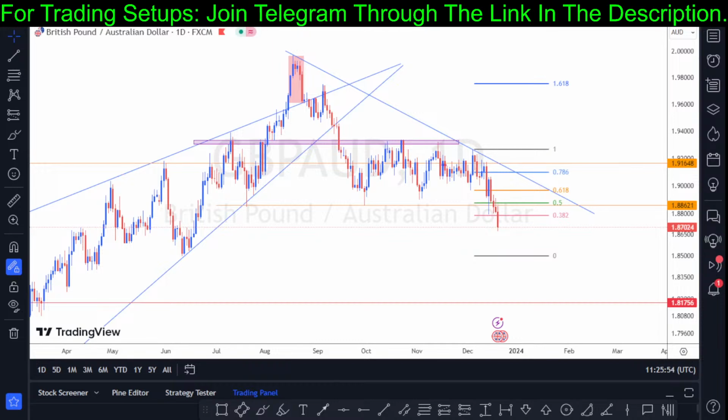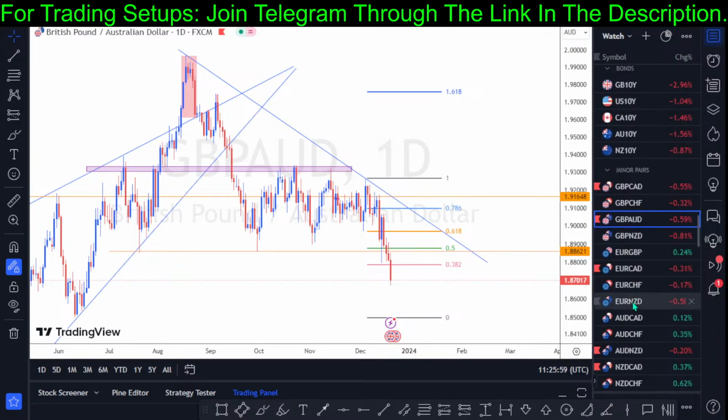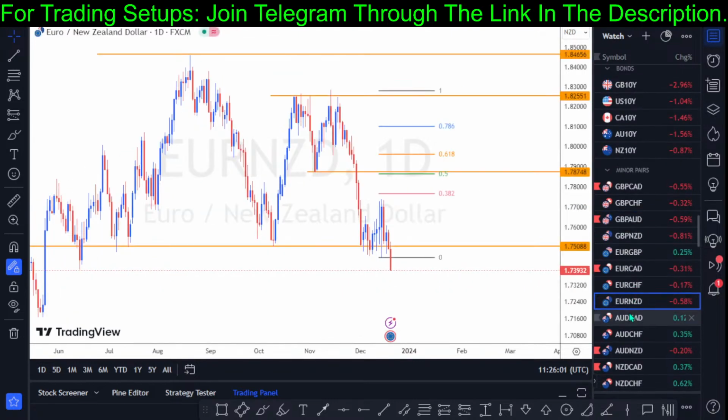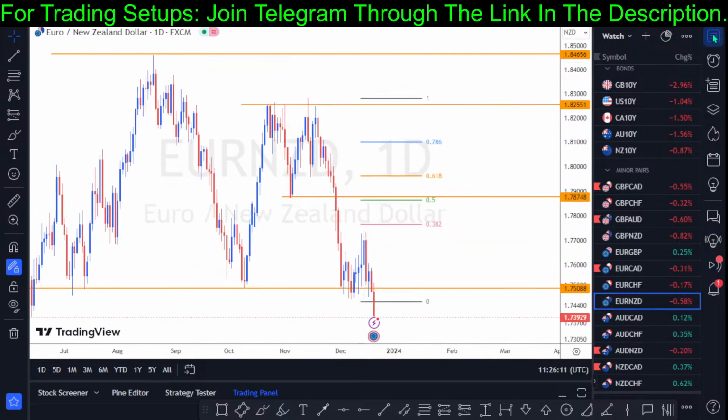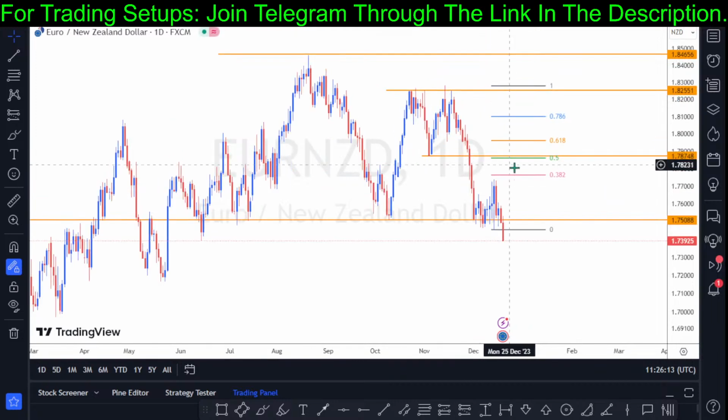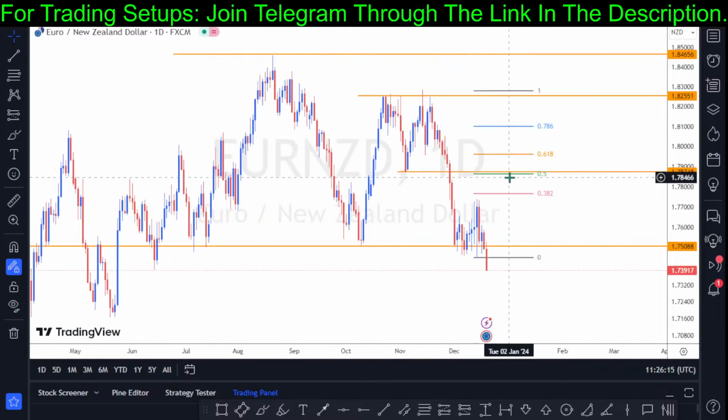Okay, Euro Australian dollar was one of the setups last week. Now let me share some other ones I have right here. Let's check out Euro paired against the New Zealand. Based on what we have on Euro paired against the New Zealand, price didn't give us a pullback to the price of 1.78748.